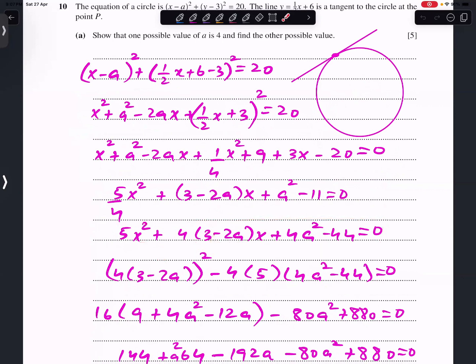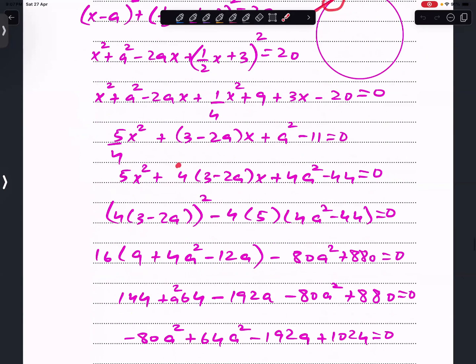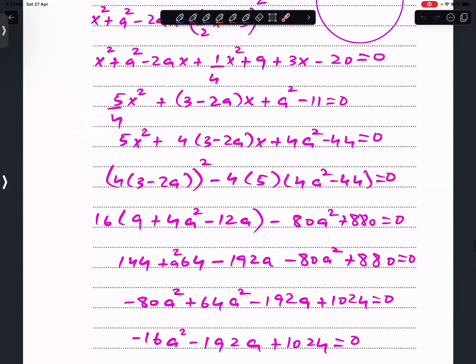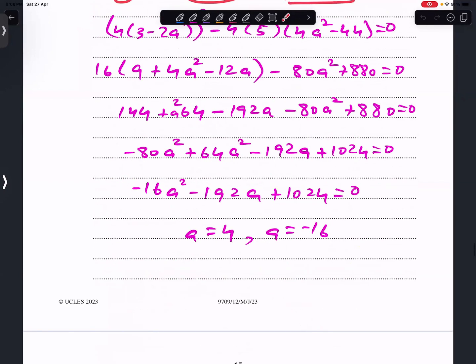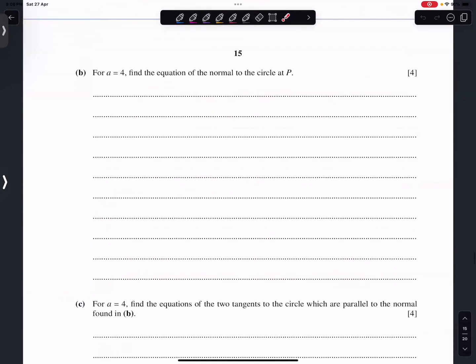Now this is a quadratic equation. Now you remember the concept that when a line is tangent to the curve, then its discriminant will be 0. Discriminant means b square minus 4ac equal to 0. So b square minus 4ac equals 0. Here a is 5 and c is 4a square minus 44. After solving, we have two values of a. One is 4 and the other one is minus 16. The second part is very tricky, especially the third one.